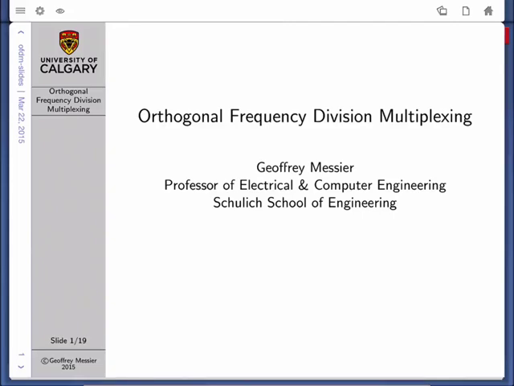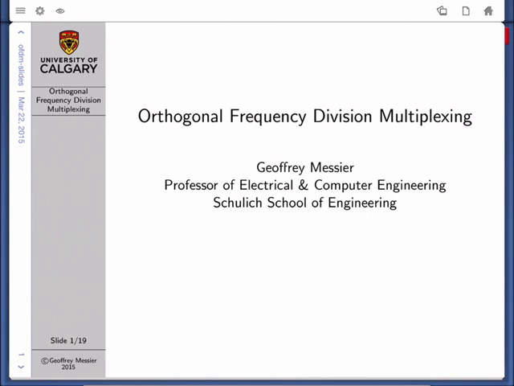I'm a professor of electrical and computer engineering in the Schulich School of Engineering, and this module is about orthogonal frequency division multiplexing, or OFDM. OFDM is essentially a technique for dealing with a dispersive channel.